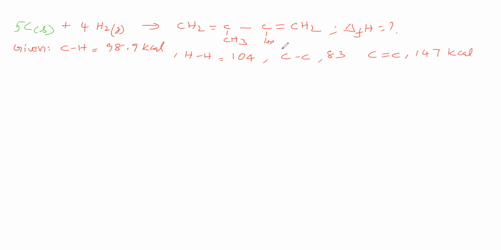Then carbon solid into carbon gas, 171 kilocalories. Okay. So now what is the question? It is the equation, that means the enthalpy of formation of this isoprene. We have to find the enthalpy of formation of this isoprene. So we have written isoprene here. Product is isoprene. Reactants are the constituent elements.